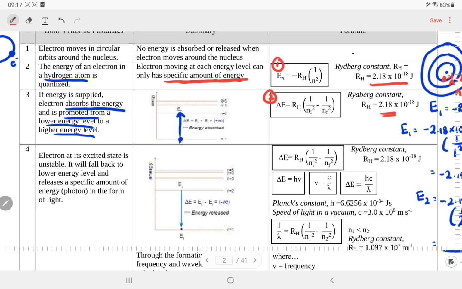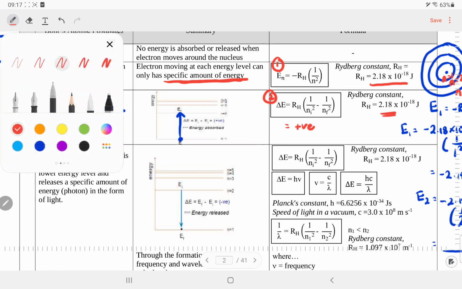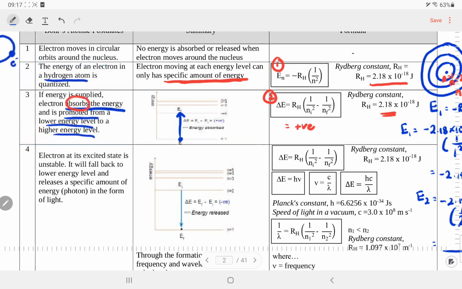And of course, bila the third postulate ni, kita akan dapat a positive joule lah. Sebab apa? Sebab energy absorb. Energy absorb, positive value. Okay. Let's look at number 4, the last postulate of Bohr. Okay. Electron at its excited state. Okay. So, tadi dia dah lompat to higher energy level.